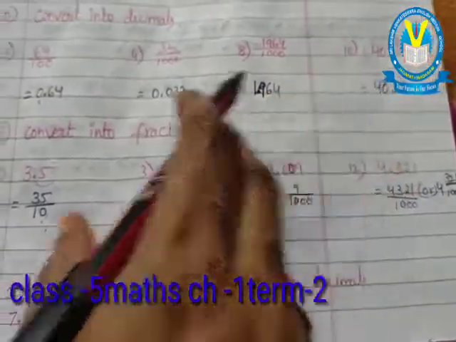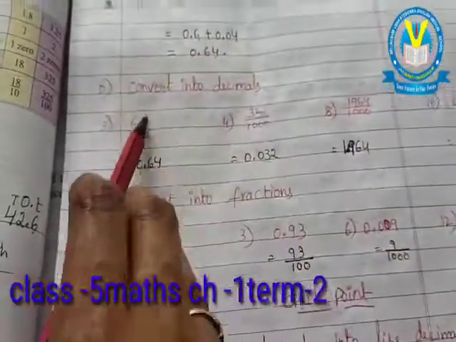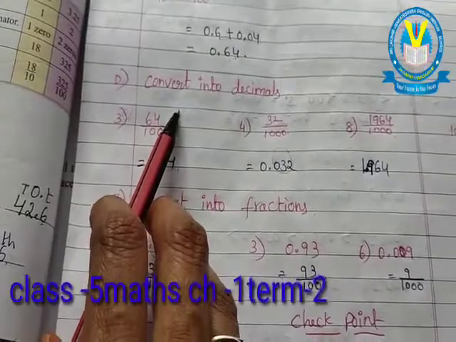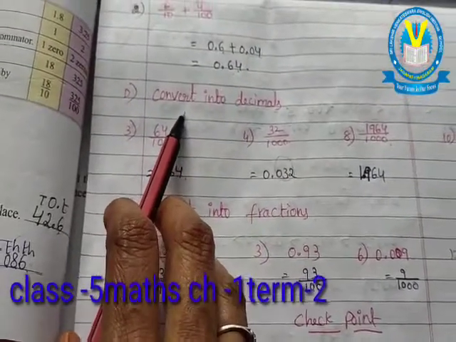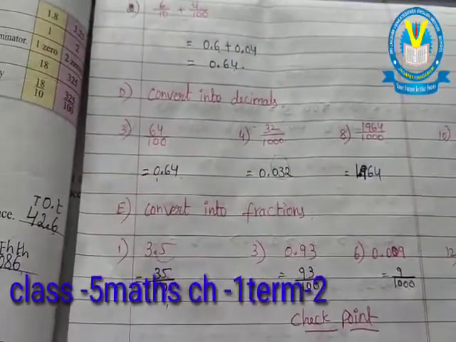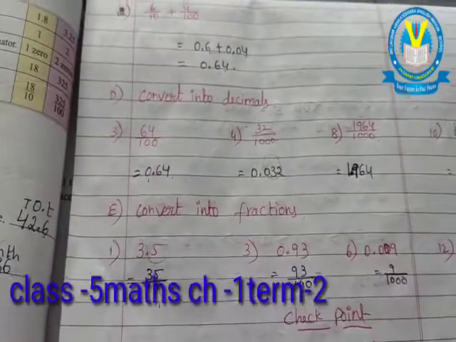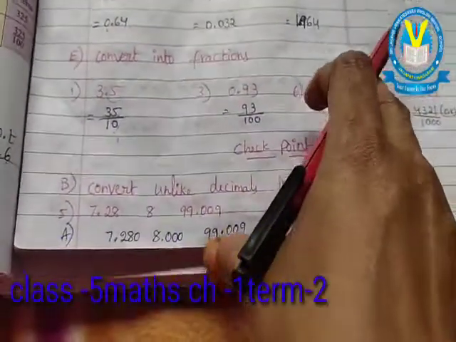Okay, children, did you understand this exercise? You have to do the remaining sums. Try yourself in your rough book or homework, anything. Okay. Next, go to the checkpoint.